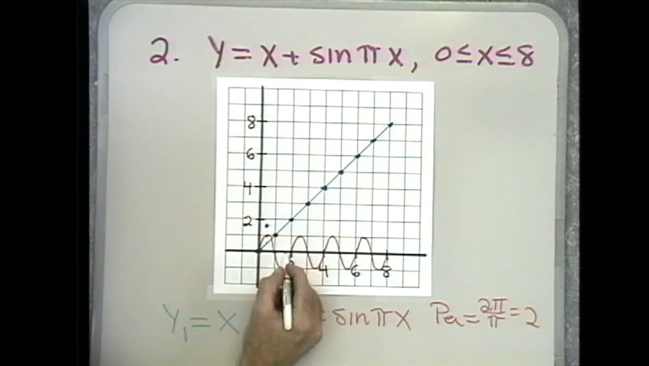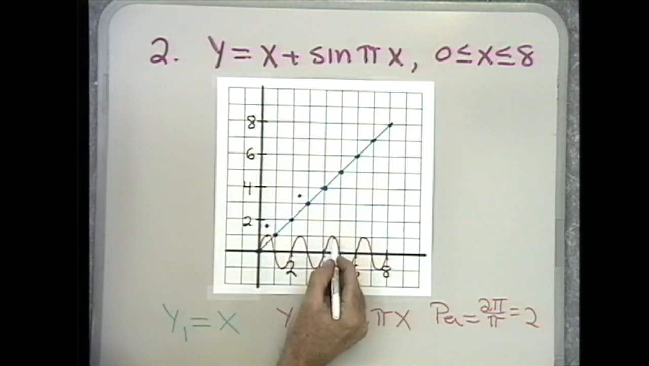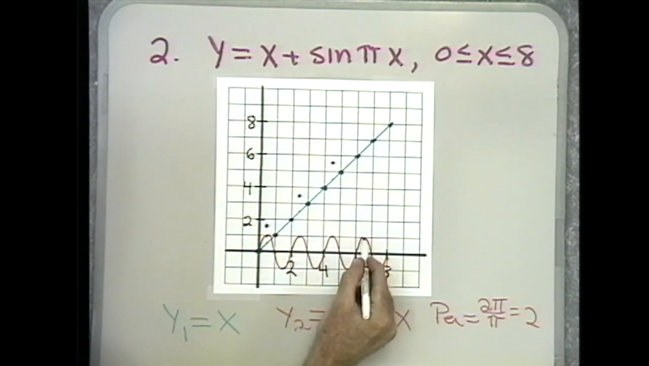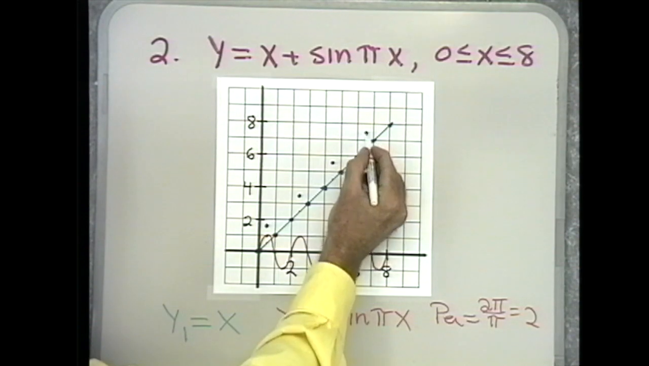I'm going to get this point. Here I'm going to add 1 to this. I'll get that point. Here I'm going to add 1 to the green graph. I'll get this point. Here the red graph pushes the green graph up by 1, so I'll get this point.